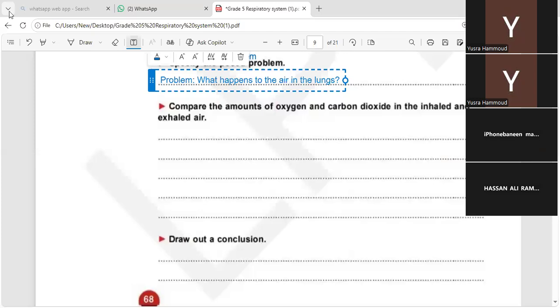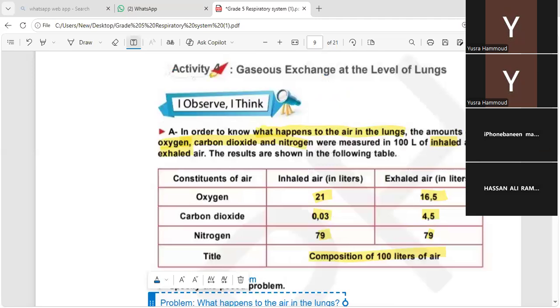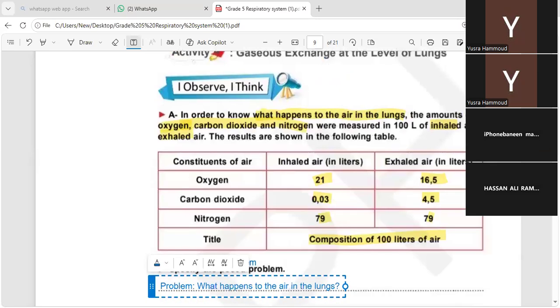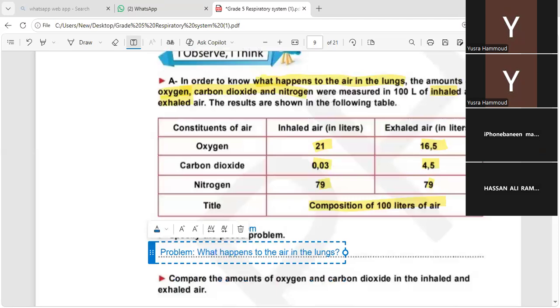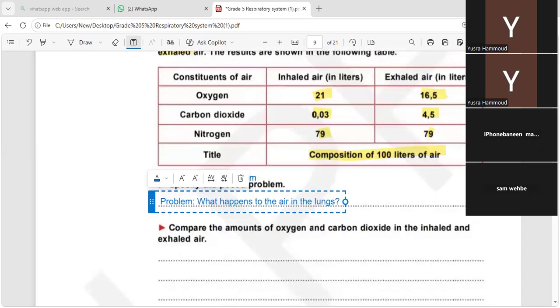Compare the amounts of oxygen and carbon dioxide in the inhaled and exhaled air. I will show you the table to see the amounts. We have to compare the amount of oxygen in the inhaled and exhaled air. Sure, oxygen with oxygen, carbon dioxide with carbon dioxide. We don't mix them together.